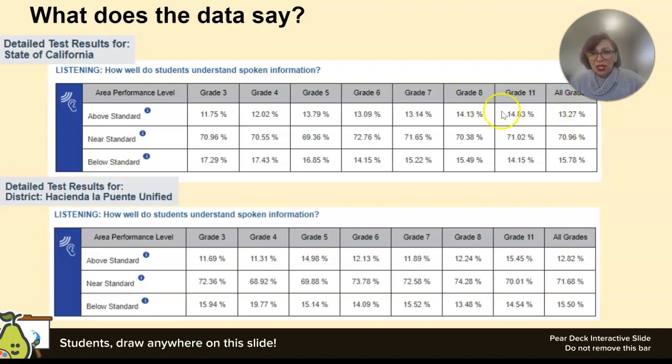13.27% in California are at above standard when it comes to listening and understanding spoken information. Again, if you're not able to listen to instructions, not able to listen to some discussion and process that information, that's the majority of our learning: how do we process that listening skill. And in Hacienda La Puente, only 12.82% scored at above standard. So it is definitely a skill that we want to keep working on and helping our students develop.